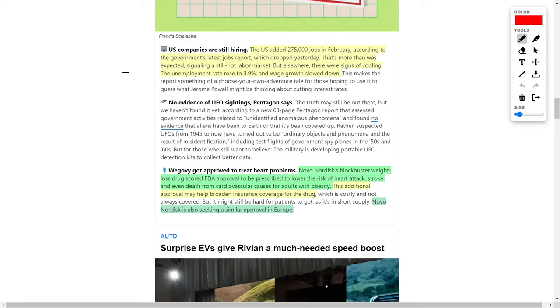Next, let's talk about more macroeconomic news, because the United States added 275,000 jobs in February, which is great news. Normally, when we get very positive macroeconomic news, this reflects very positively in the general stock market, which increases the share prices of your favorite stocks. However, the recent jobs report that came in was actually mixed because unemployment actually rose to 3.9%.